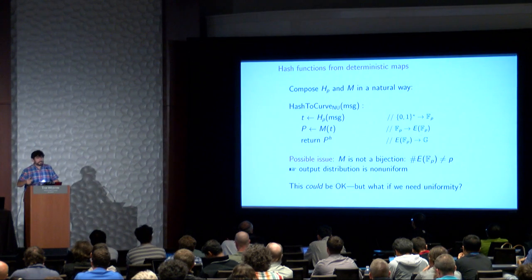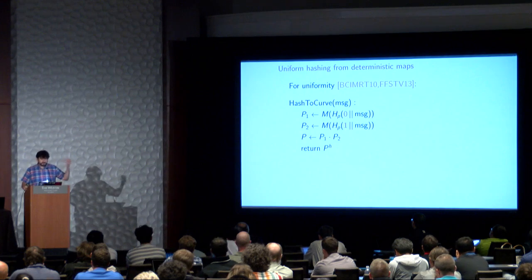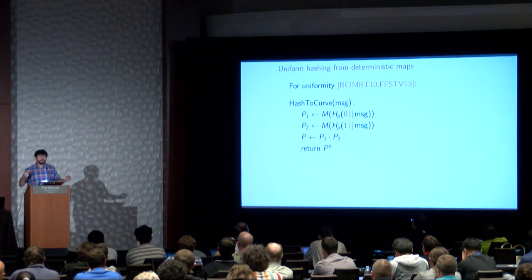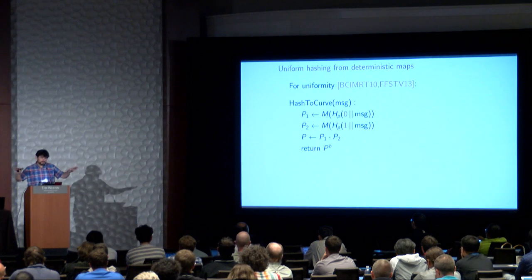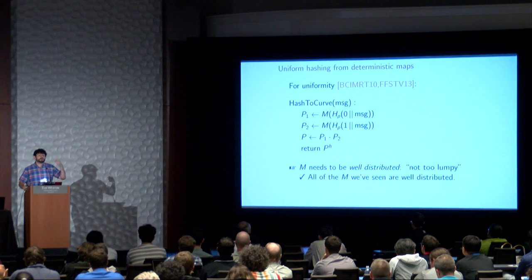But sometimes we really do need uniformity, and it's much easier to think about things if we can just say, this is a random oracle. So what if we want a random oracle? Well, in that case, Brier et al. and Farashahi et al. did a bunch of work on this, and what they show is that if we evaluate the map twice on independent inputs and sum the result, then we get something extremely close to uniform. Since we're modeling HP as a random oracle, we can do something very simple. We just prepend 0 and 1 to the string to get two new strings, hash those, and add them together, done.